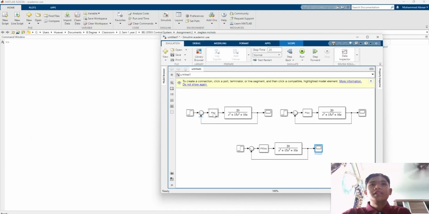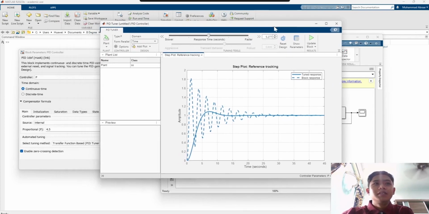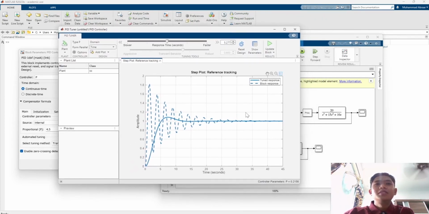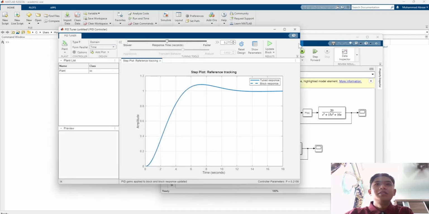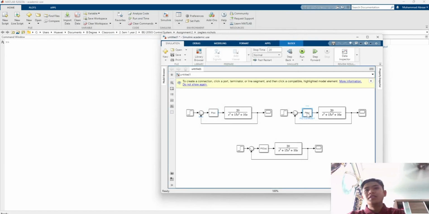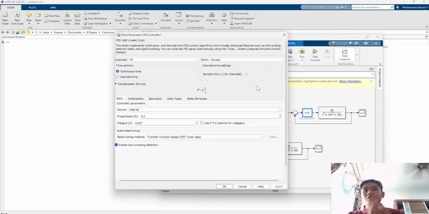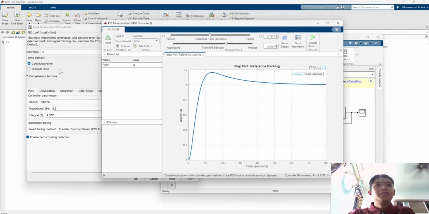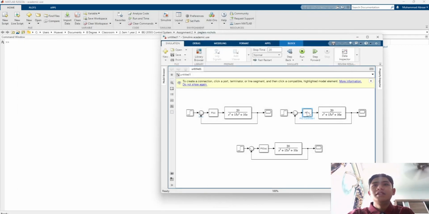So let's move to the second method, which is to use the PID tuner. Here we get the P controller by using the PID Tuner Simulink. This is the value for the gain of P that is suggested by the PID Tuner Simulink, and this is the graph. You can use the same steps to derive our PI and PID controller. And here is the suggested gain, and let's apply to save the change, and okay.